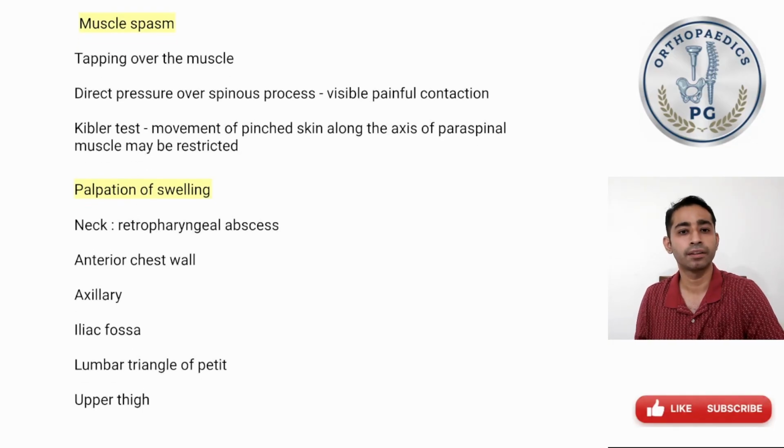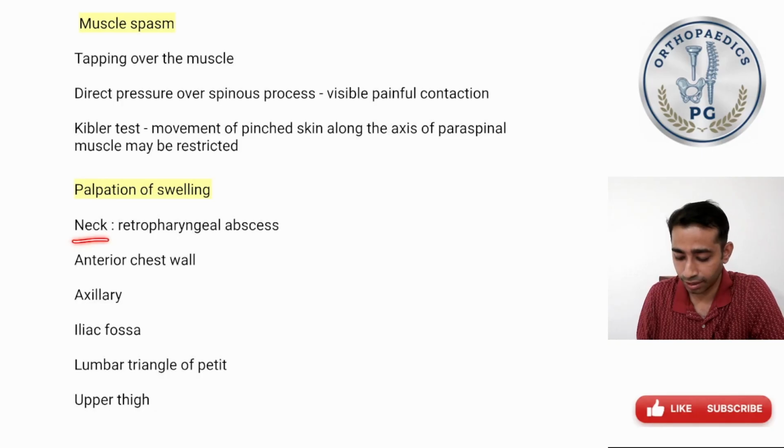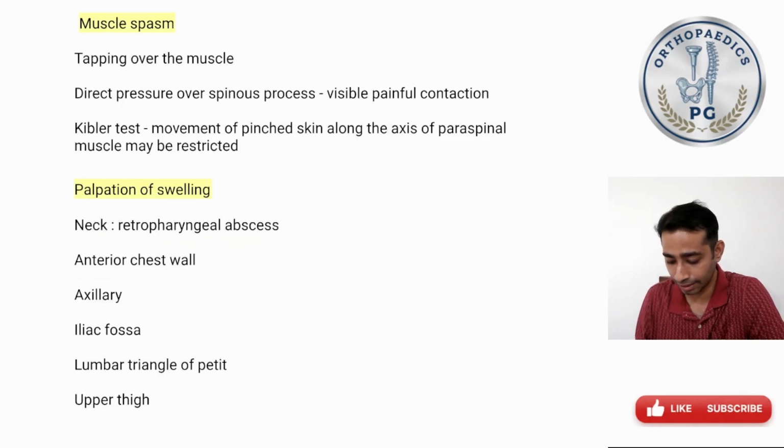This is followed by palpation of the swelling. So if there is any swelling, you palpate according to how you palpate a swelling. Now some of the locations where swelling may be present are neck in case of a retropharyngeal abscess, anterior chest wall or axillary area in thoracic lesions, especially tuberculosis, iliac fossa, lumbar triangle of Petit, and lumbar upper thigh in lumbar involvement in Pott spine.